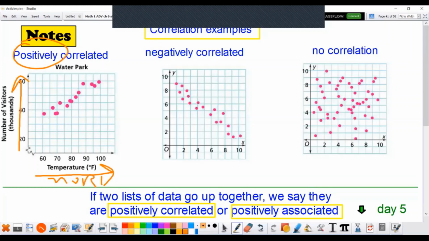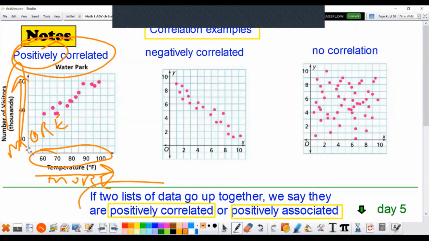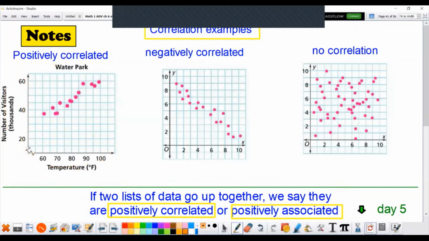As there's more of this, there's more of that. More input, more output. More temperature, more visitors. We say positively correlated. If two lists of data go up together, we say they are positively correlated or positively associated. They seem to be related. The temperature seems to affect how many people go to the water park. That makes sense. What's another thing you can think of?